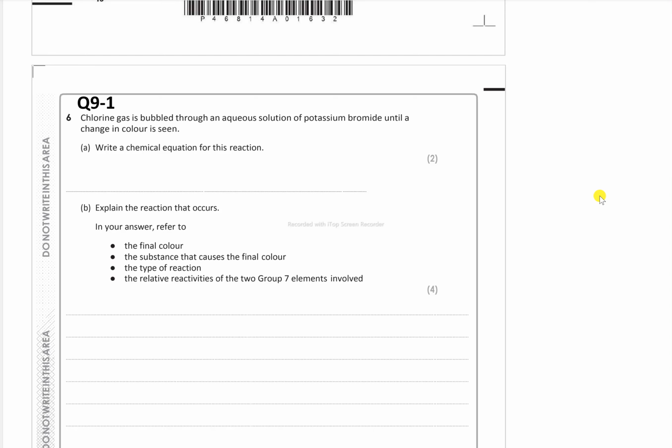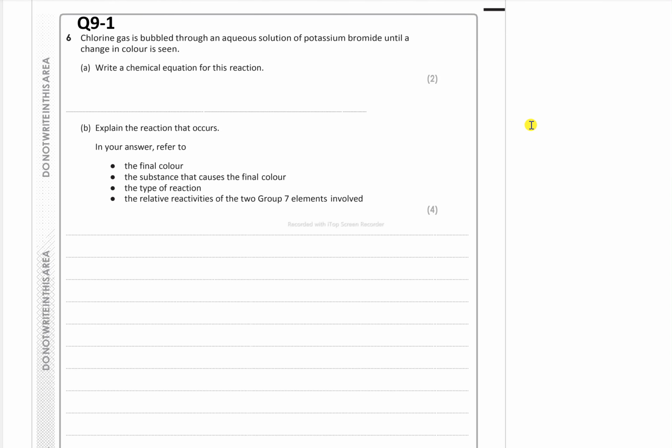We're carrying on with this halogen sheet. So chlorine is bubbled through an aqueous solution of potassium bromide until a color is seen. So chlorine, bromine, iodine. Too reactive in the lab. This is the most reactive or strongest.